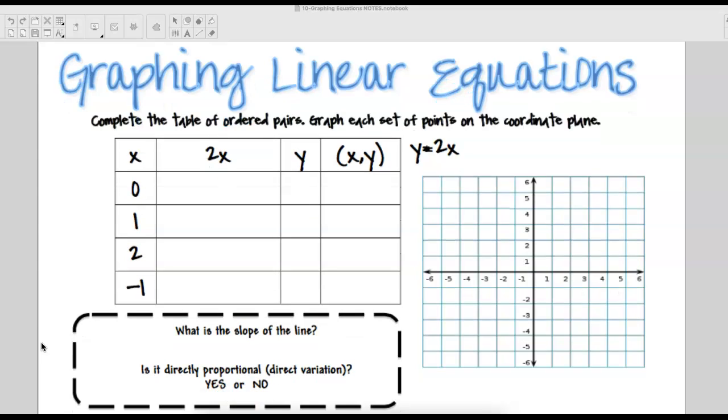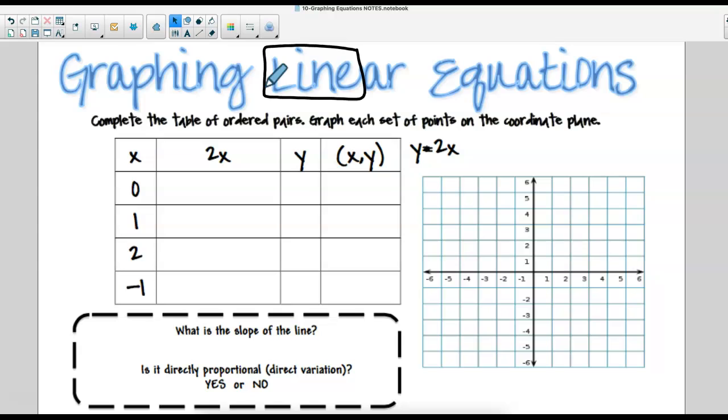All right, page 23 in your packet. We're going to talk about graphing linear equations today, okay? In this word linear, what word do you see? Line. I see the word line. That means that every single graph we make today is going to be a nice straight line, okay?